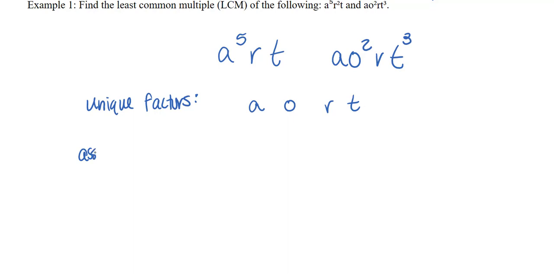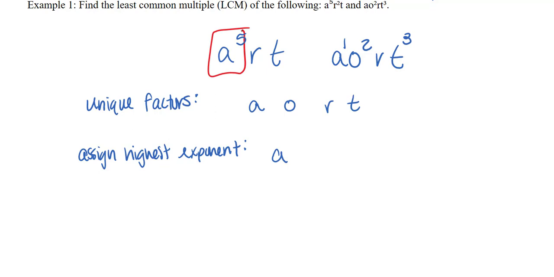Now we need to assign the highest exponent. We'll take the highest exponent. So if we look at a, I'm going to rewrite this. We have a, this is really a to the first. Which one of those two has a higher exponent? Well, it's going to be a to the fifth. So we're going to put a to the fifth right there.